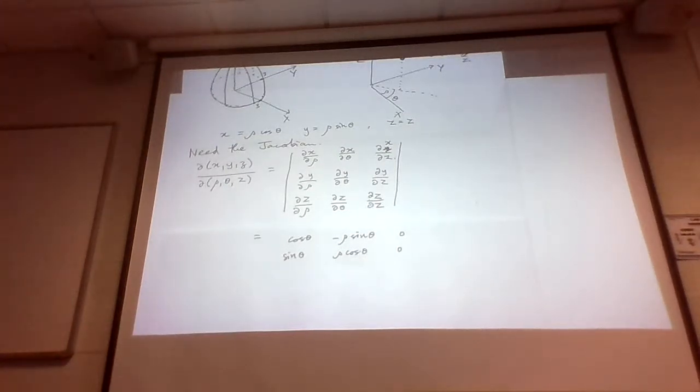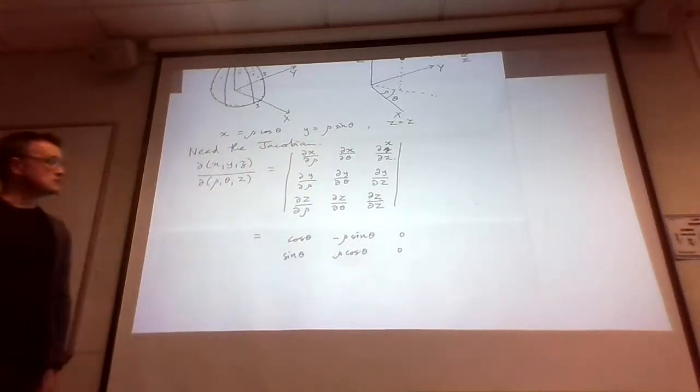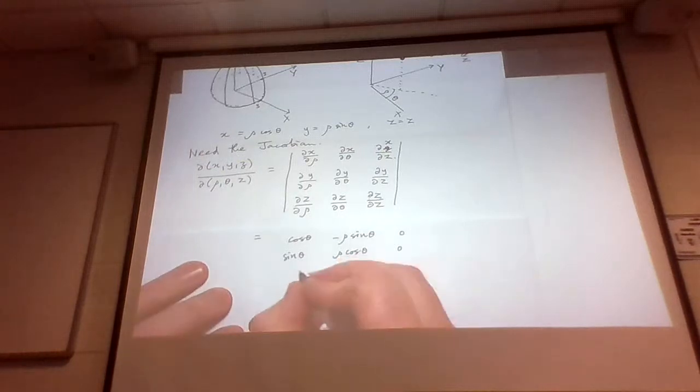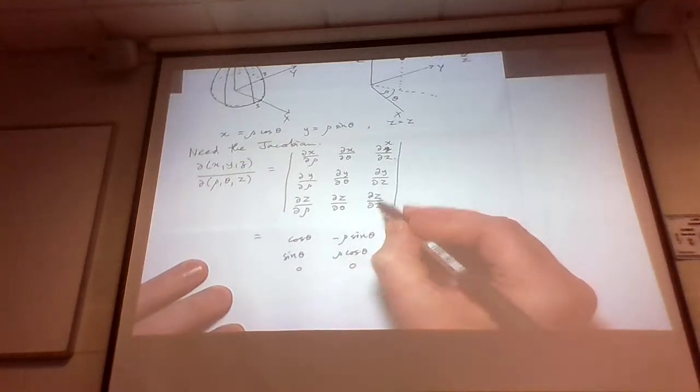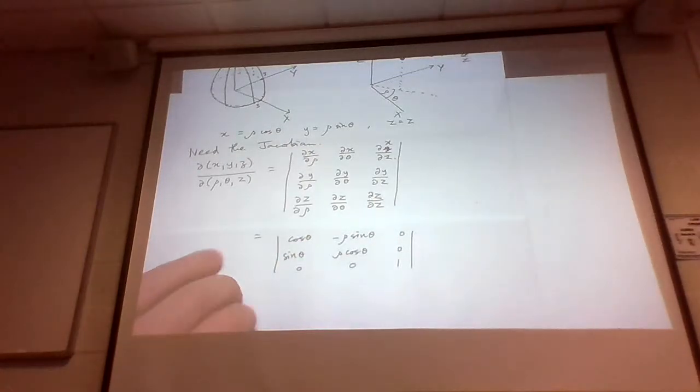And dz d rho, dz d theta, well, z is independent of rho and theta, so those two derivatives are 0. And dz dz, well, the derivative of z with respect to z is 1. Okay, so that's what the Jacobian determinant looks like.